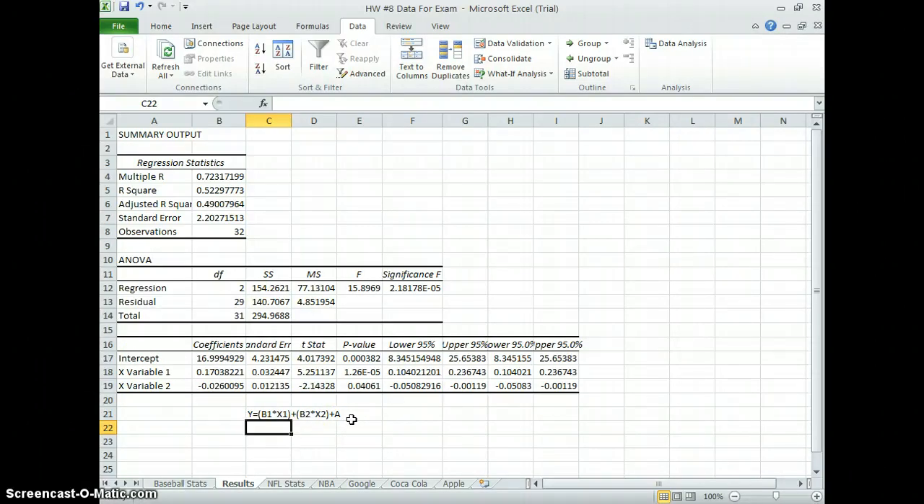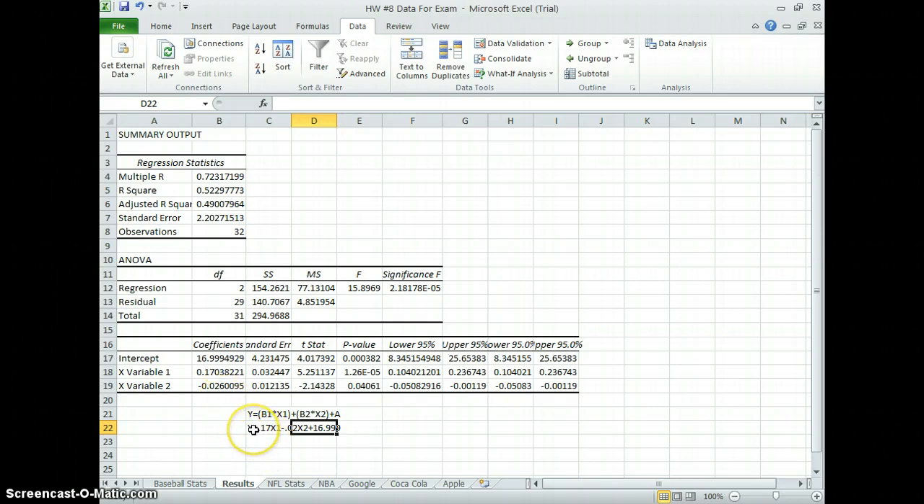So basically we're saying Y equals, and B1 is 0.17 X1, plus, and it's really not plus, it's minus 0.02 X2. Let me put X1 here, plus 16.999, or almost 17. And we use plus because we have a plus here. So that would be the formula.